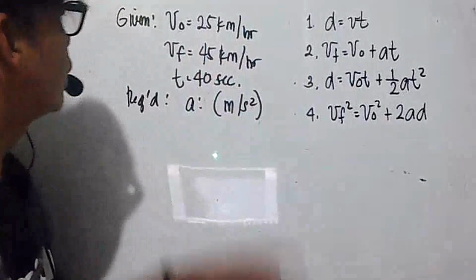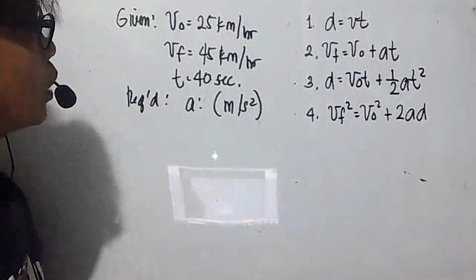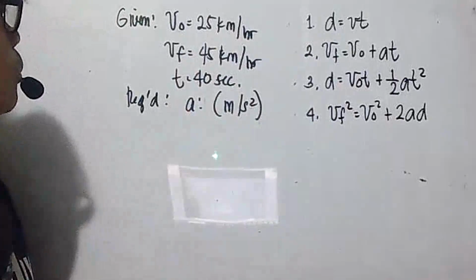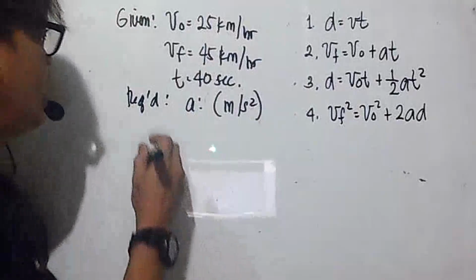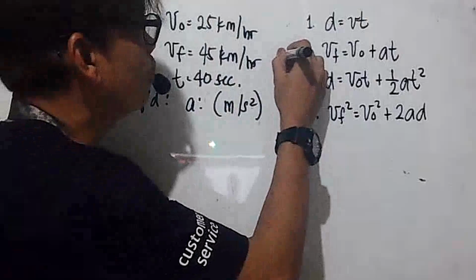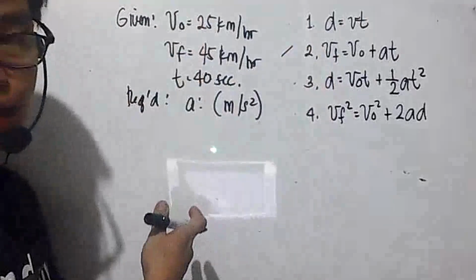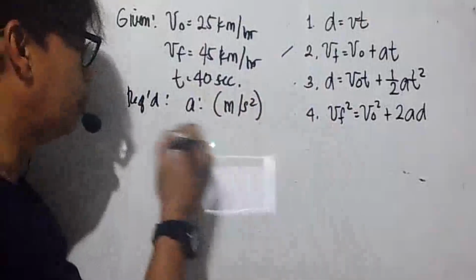It is 40 seconds, and the truck's speed becomes 45 kilometers per hour. But we're looking for the acceleration in meters per second, so we need to convert first. It is the same formula. We're going to use this one since obviously there is no distance. Using the formula before, I'll convert it to be sure.